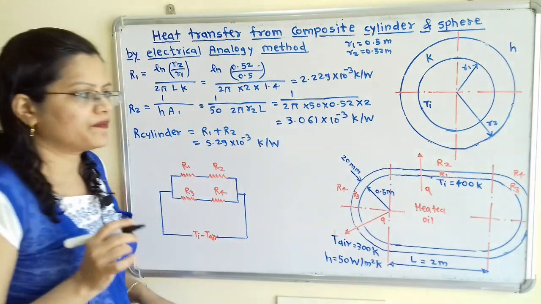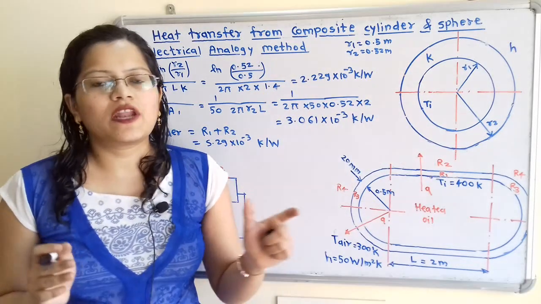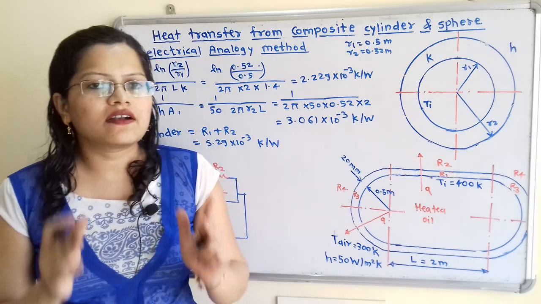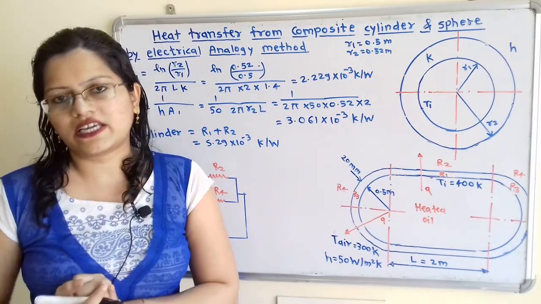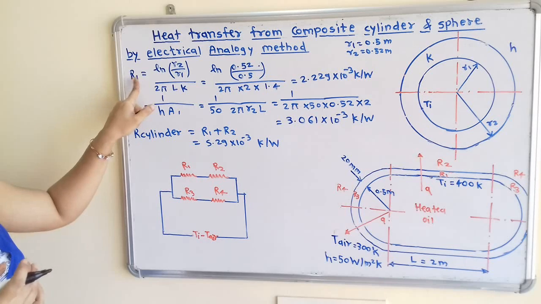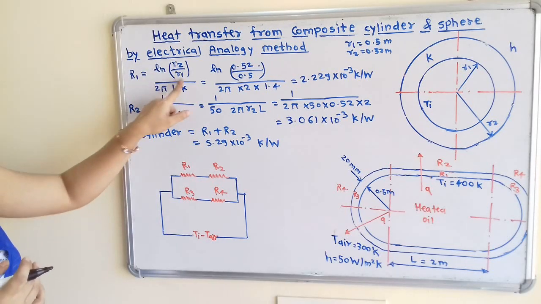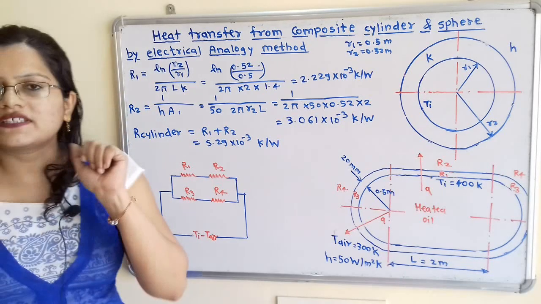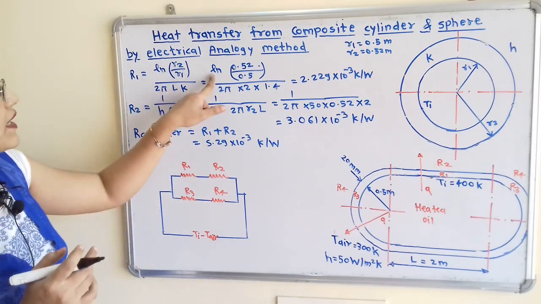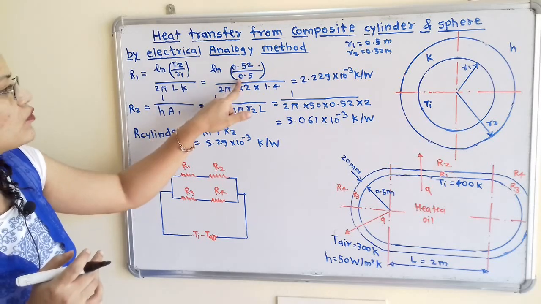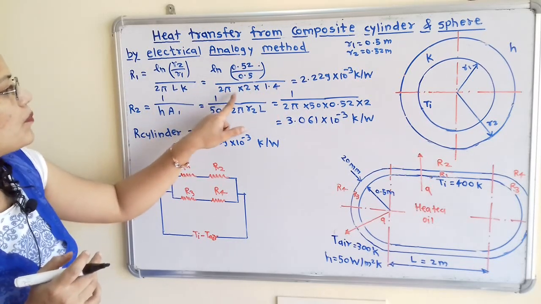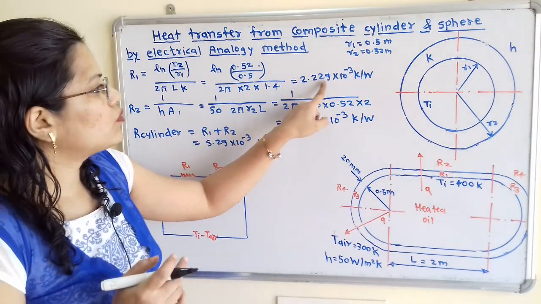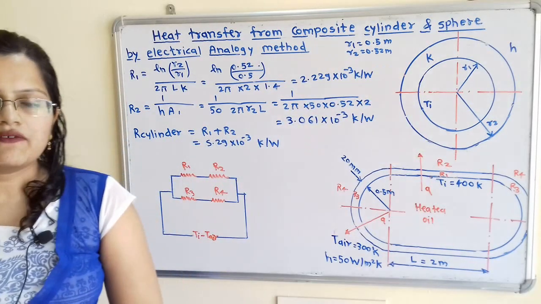Now what is the formula that we have to use to calculate the resistance R1 when the conduction process through the cylinder is taking place? So we have the formula for the cylinder: ln(R2/R1) divided by 2 pi L k, where the ln term is available in the calculator. So we take ln of 0.52 by 0.5 divided by 2 pi L, L is 2 meter, and K is given as 1.4. So the answer is 2.229 into 10 raised to minus 3 Kelvin per watt.